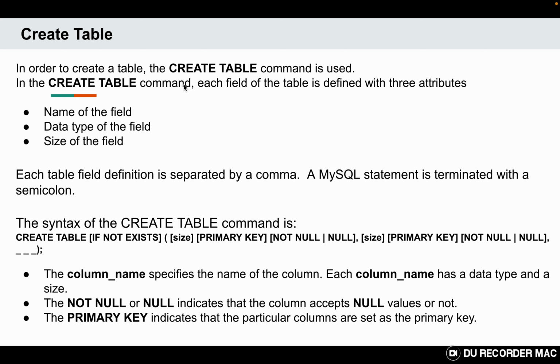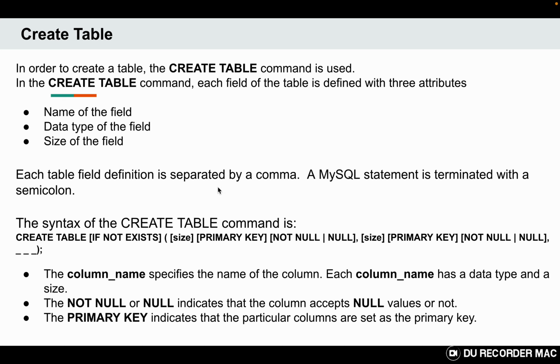In the create table command, each field of the table is defined with three attributes. So these are the three attributes that define the create table. One is the name of the field, another is the data type of the field, and another is the size of the field. Okay, so each field will have a name, a data type, and data type can be integer, float, varchar, everything. Okay, and the size of the field, what is the size of that field to store the data.